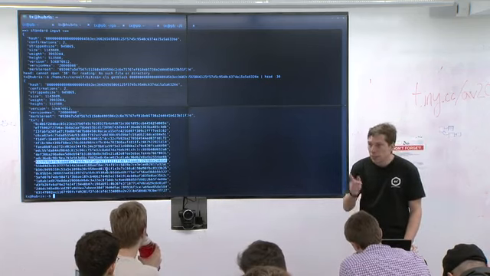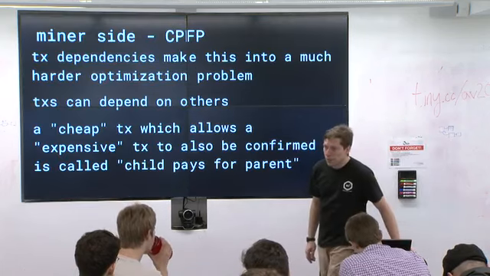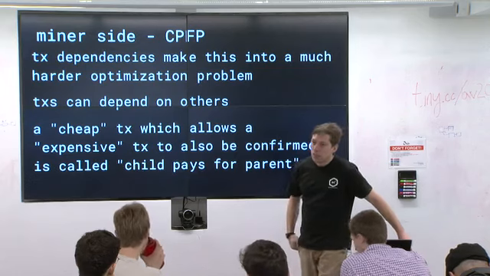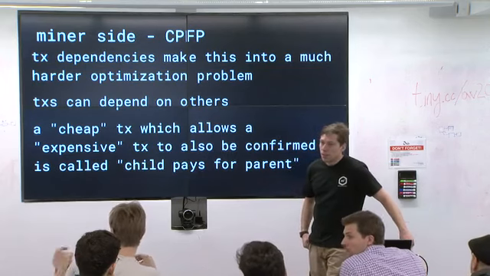Quick question. Yes? So you mentioned low fee, high fee, those are kind of relative terms. You mentioned a threshold earlier. How is that threshold determined?